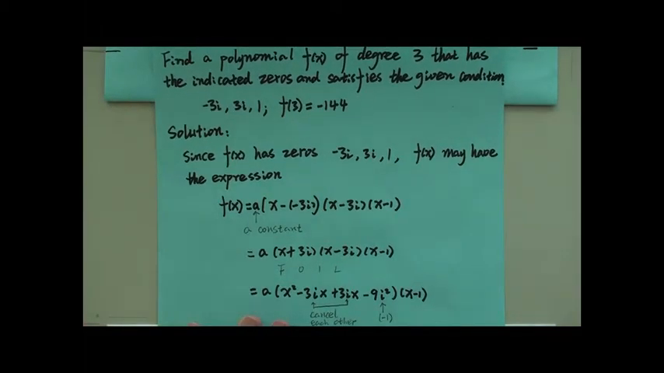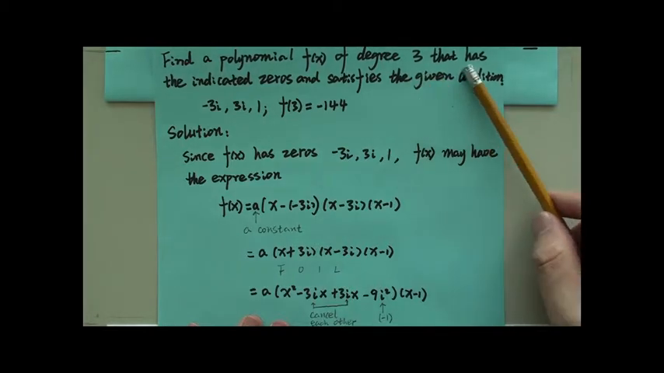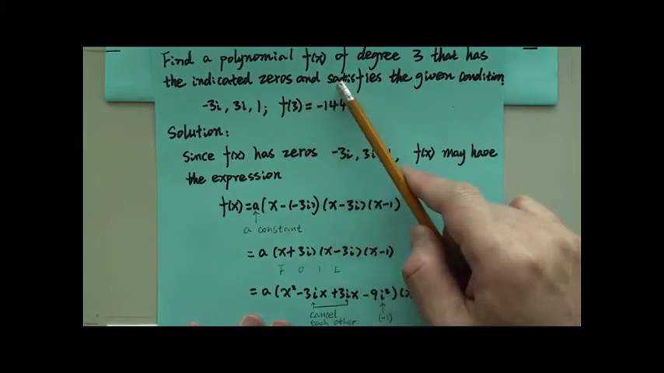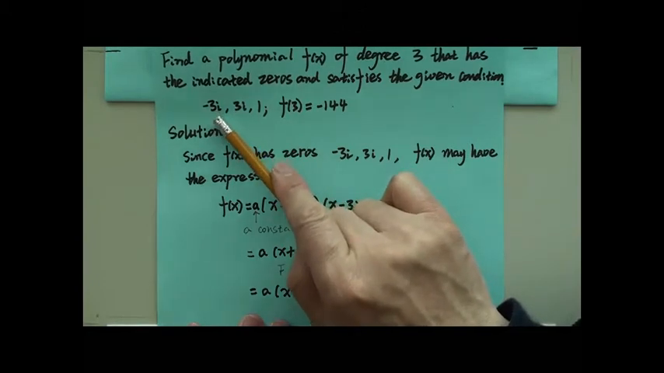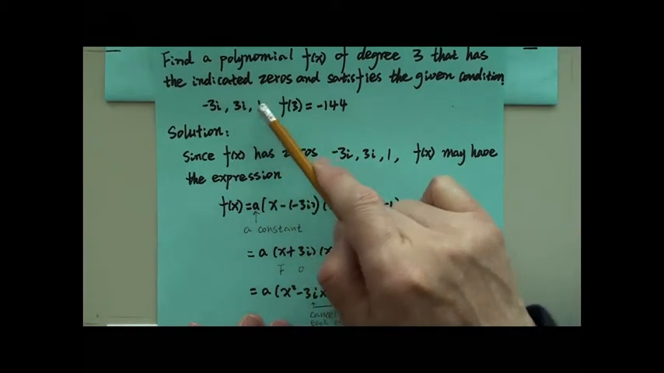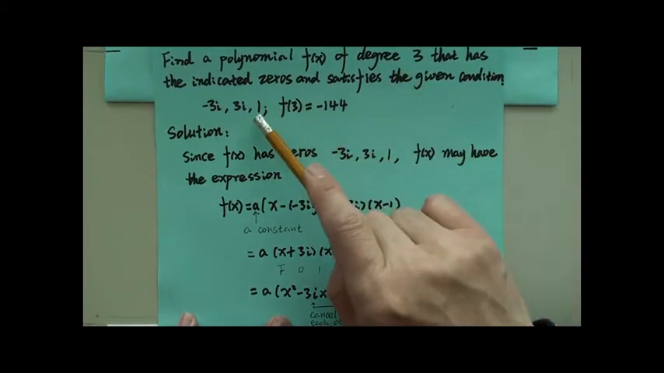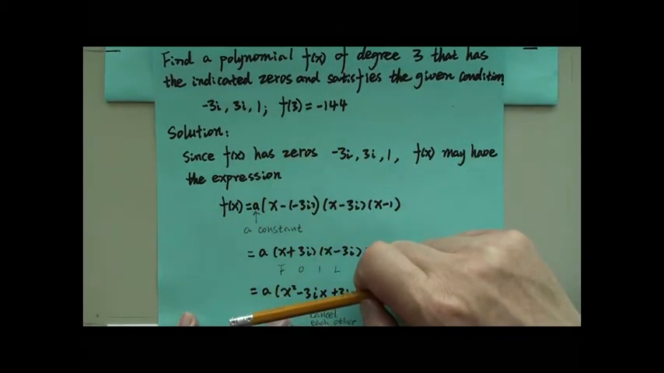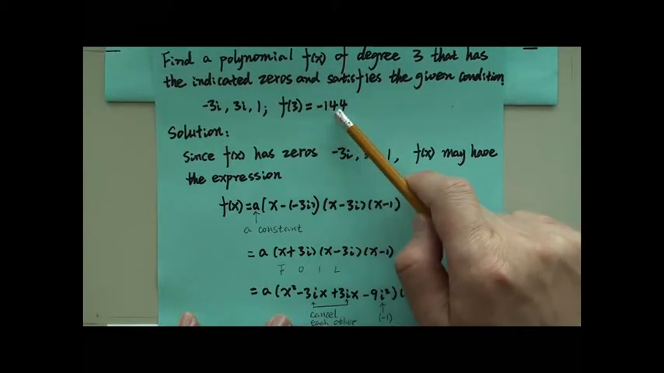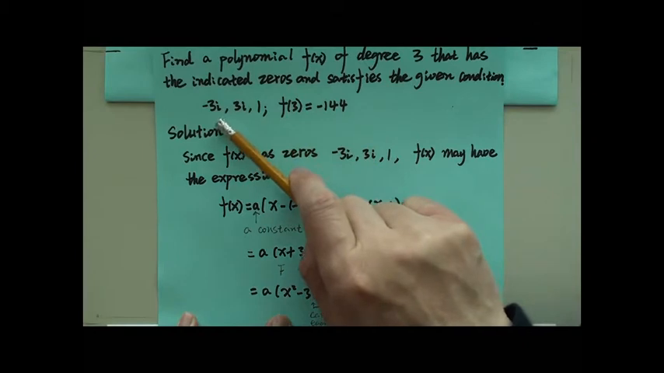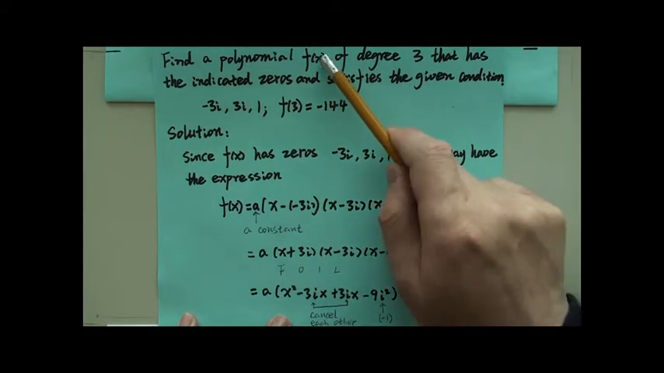Find a polynomial f of x of degree 3 that has indicated zeros and satisfies the given condition. The zeros right here are negative 3i, 3i, 1, so there are three zeros. If the degree is 3, you can only have three zeros, not more than 3. And you were told f of 3 is negative 144. With these conditions, three zeros and this condition, we should be able to find the polynomial f of x.